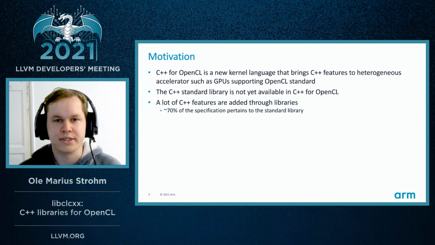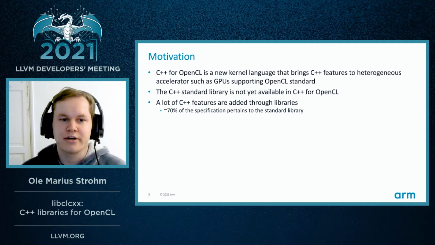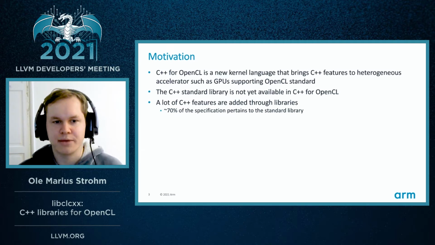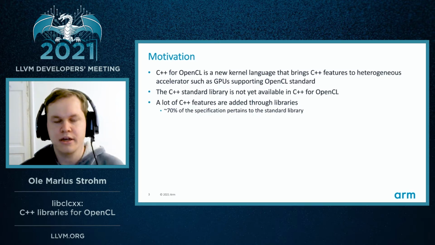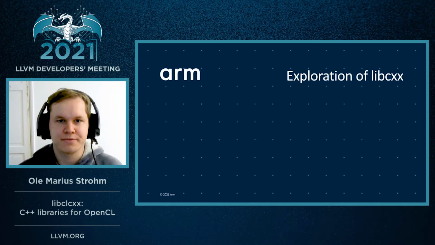that support the OpenCL standard. However, it currently doesn't bring with it the C++ standard library. And this isn't ideal because a lot of C++ features are added through libraries. In fact, about 70% of the specification pertains to the standard library, and libclcxx aims to rectify this.